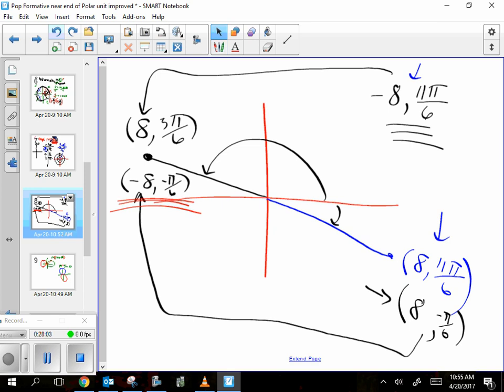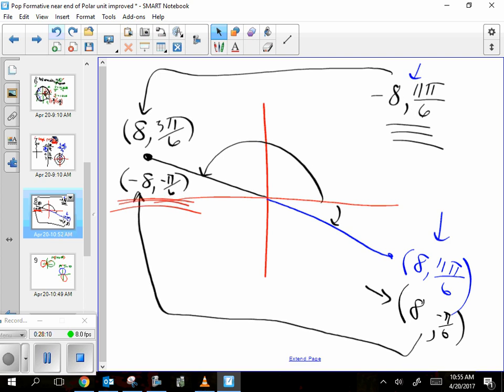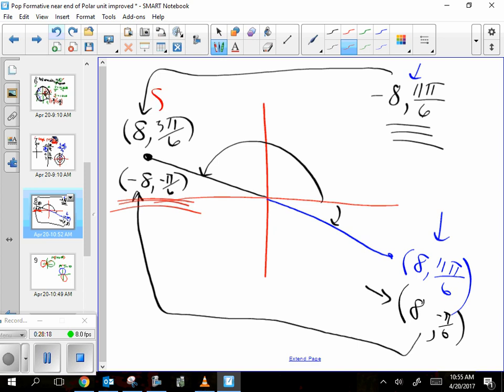I've got 3 of them so far. This one that I started with, and this one, and this one. Now there's one more. I got 2 negative r's and I got 1 positive r. That means there's another way to do it with a positive r. So +8 comma, what's another way to use a +8? Negative 7 pi over 6.